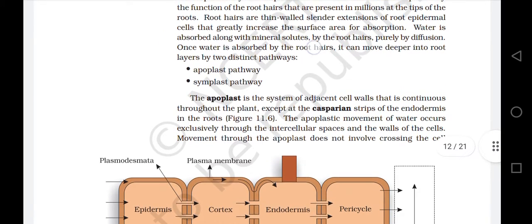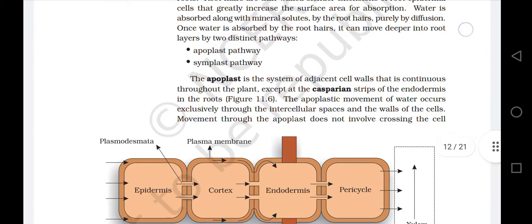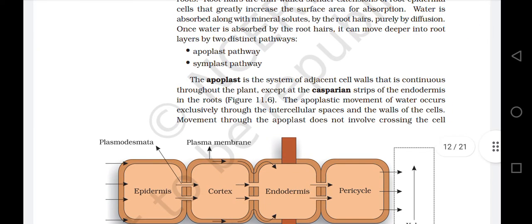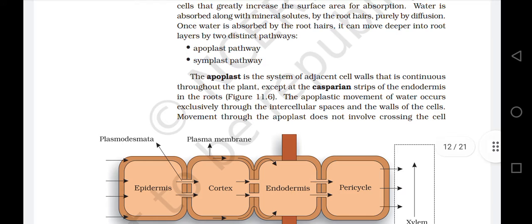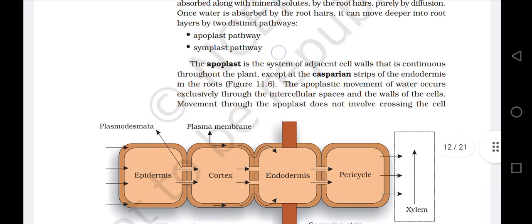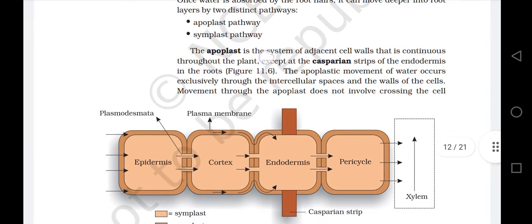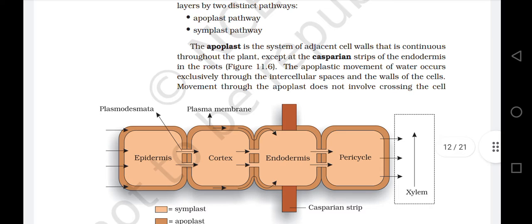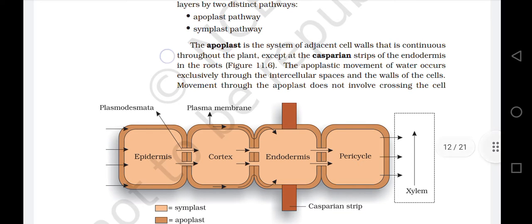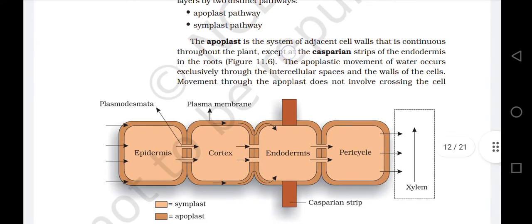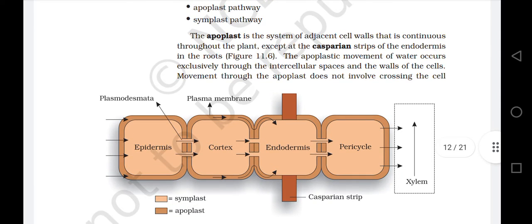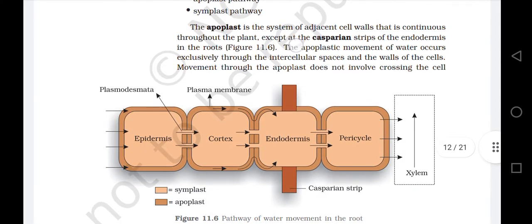Once water is absorbed by the root hairs, it can move deeper into the roots layer by two distinct pathways. One is the apoplastic pathway, another one is the symplastic pathway. Apoplast pathway and symplast pathway. The apoplast is the system of adjacent cell walls that is continuous through the plant, except at the Casparian strips of the endodermis in the roots, figure 11.6.